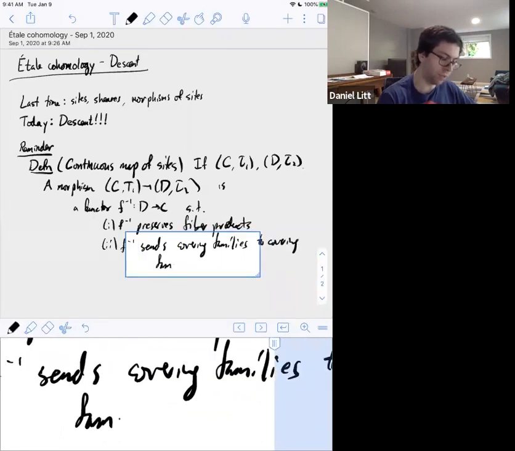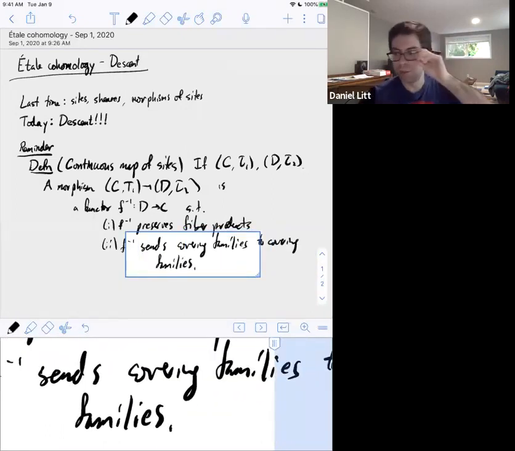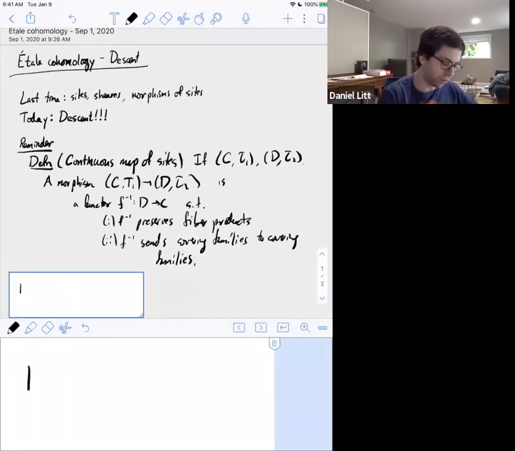Okay, and just a reminder, I'll just remind you verbally. The main example of this we had from last time was that if you have a map of topological spaces, let's call it F, then the functor going the other way from the category of opens on the target to opens on the source just sends an open to its preimage. And then you had an exercise, which was to check that this actually is a continuous map of sites. Great. So I want to give you a couple more examples.